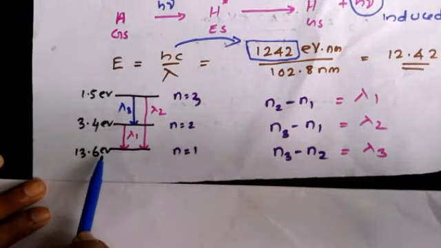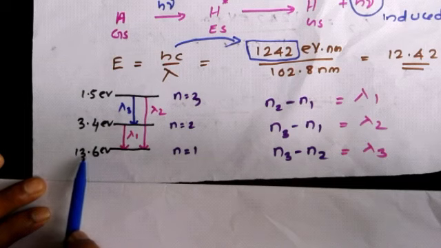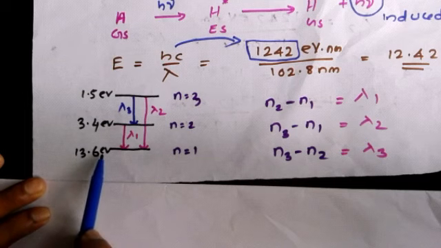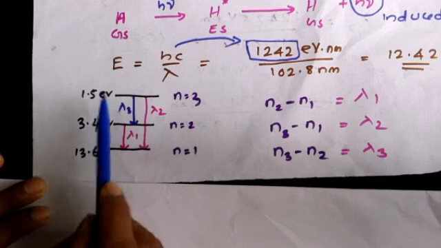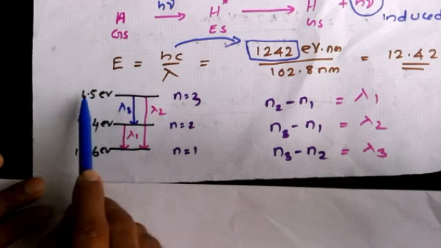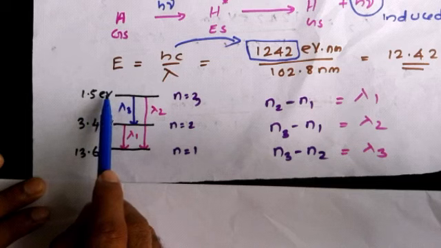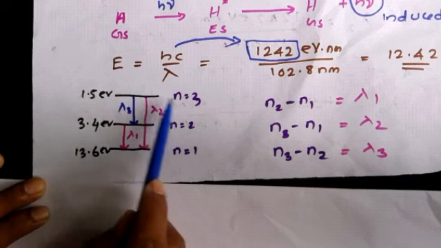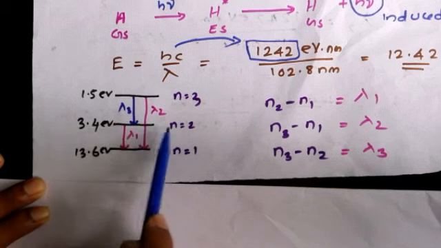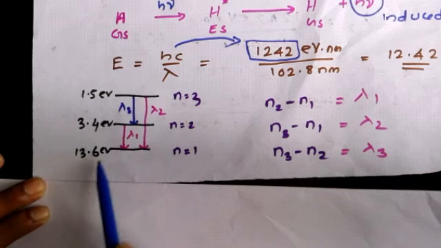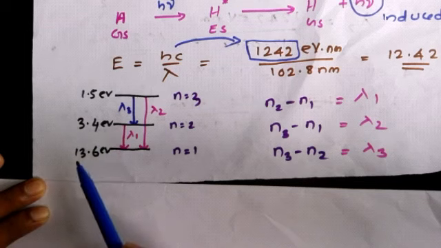Now, we know that the ground state energy level of the hydrogen atom is 13.6 electron volt. I told you in the previous lecture. The first excited level energy is 3.4 electron volt. The second excited level, n is equal to 3, is 1.5 electron volt. This is the energy at n equal to 3, this is the energy at n equal to 2, and this is the energy at n equal to 1.